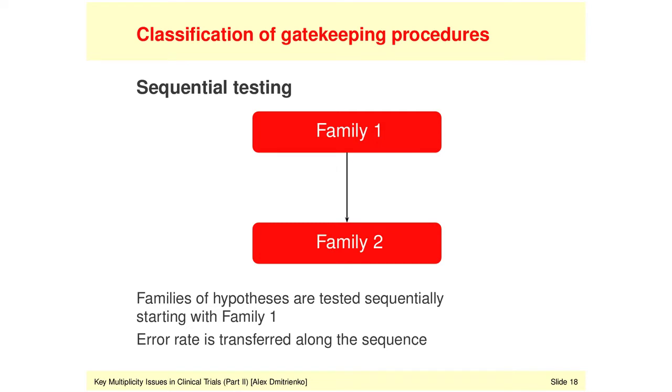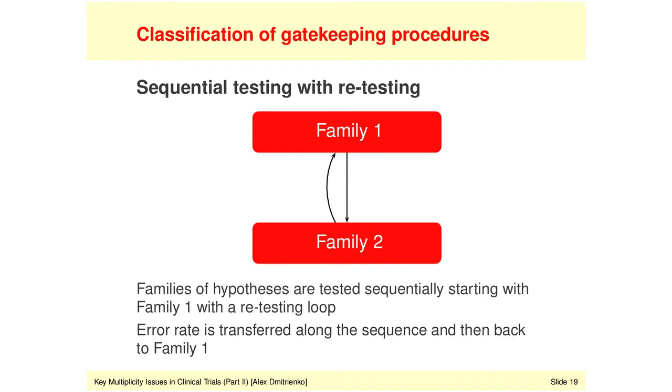This will be an example of families that are tested sequentially, and the error rate, alpha, will be transferred along the sequence. We're going to apply all of the alpha that's available to us to test the hypotheses included in family 1, and then, once again, provided the appropriate conditions are met, we will find out how much alpha can be carried over to family 2.